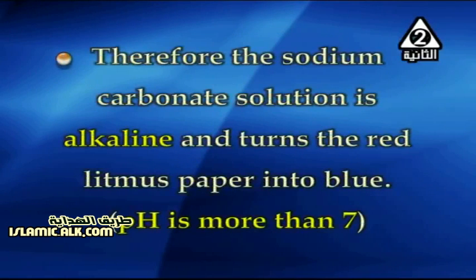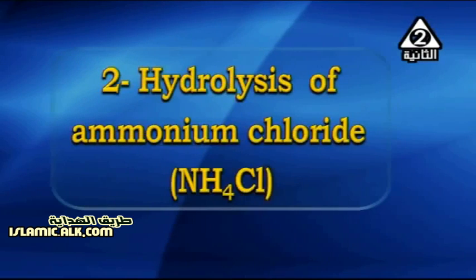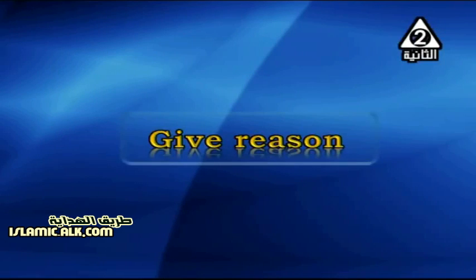So we can say the sodium carbonate solution is alkaline and turns red litmus paper into blue, and its pH is more than 7. The second example for hydrolysis of salts, my dear student, is the hydrolysis of ammonium chloride that has chemical formula NH4Cl. Here we have the reason in this point.